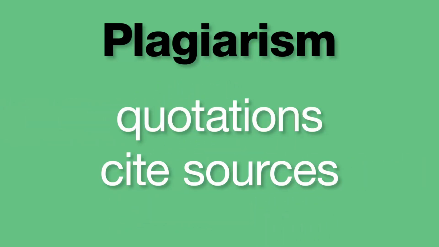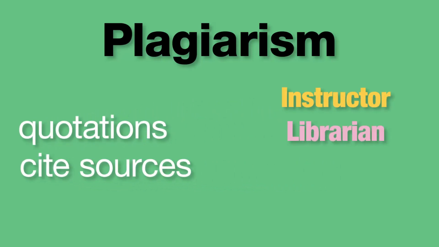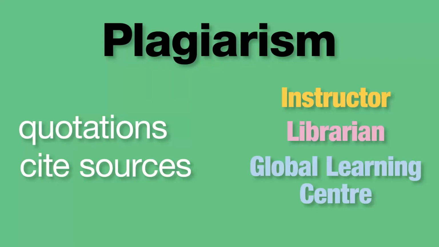Also, you will need to learn to properly integrate quotations and cite your sources. This is a skill that takes some practice, and you may need to ask your instructor, a librarian, or someone at the Global Learning Center for help. You can watch the tutorial about quotations and citations for more information on how to properly integrate and cite research. If you have any doubts about your work, do not be afraid to contact your instructor before the assignment is due.